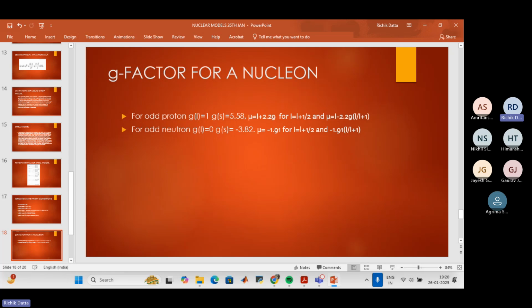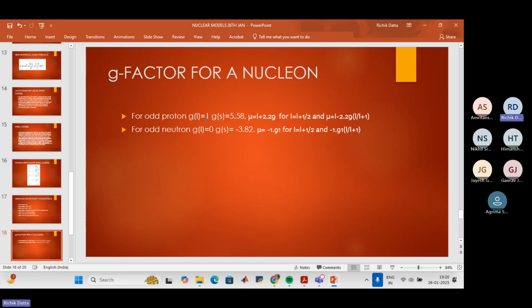G1 equal to G, that is the odd proton, G will be 1, and for the orbital G factor, this is known as the orbital G factor. In atomic physics, we will get many more terms, that is Landé G factor, orbital G factor, spin G factor. Landé G factor describes the total angular momentum, and for the orbital G factor only the G term will be present.